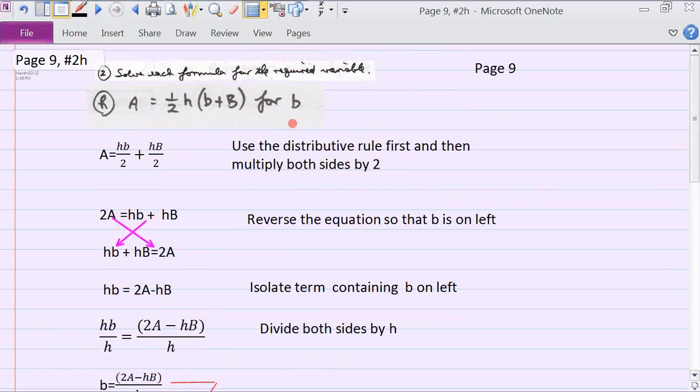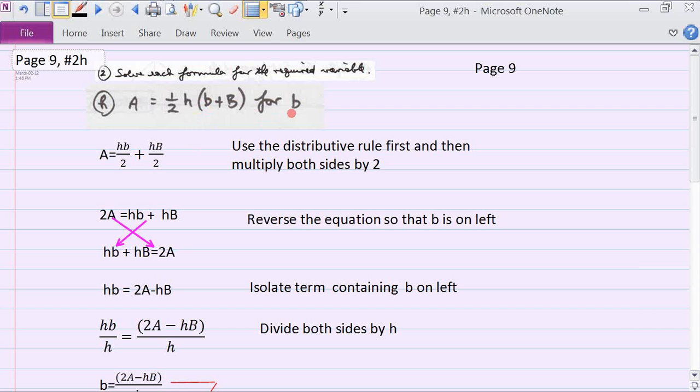So this one's a little more complicated. The algebra in it is a little more complicated. So in this case, what I have to do is solve this equation for b. So I have to get b on the left-hand side of the equation, everything else on the right-hand side of the equation.